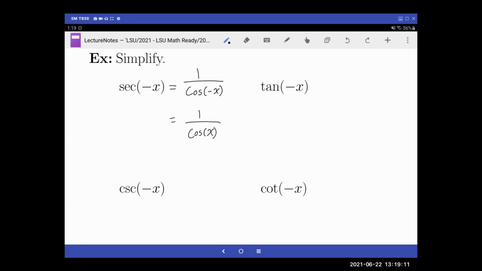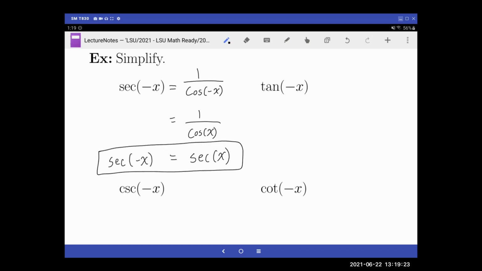Okay, finally, 1 over cosine is just secant. So it turns out that secant of negative x equals secant of x. So you can use that identity, right? If you're working out a problem and for some reason you end up with secant of negative x, you can just completely ignore that and just change that x to a positive and keep working with it. You'll still get the same solution.